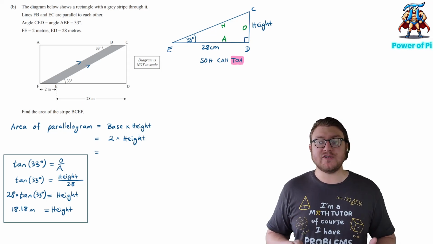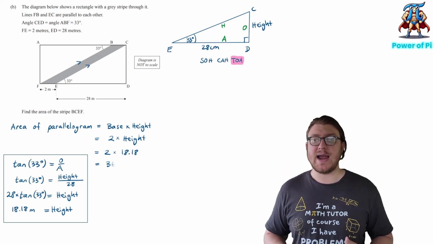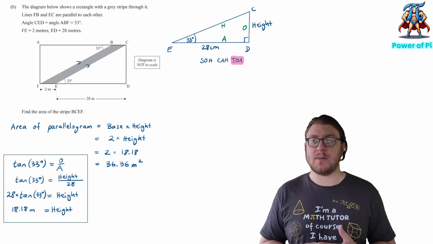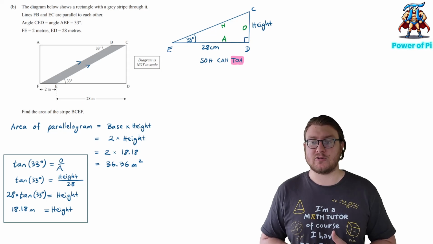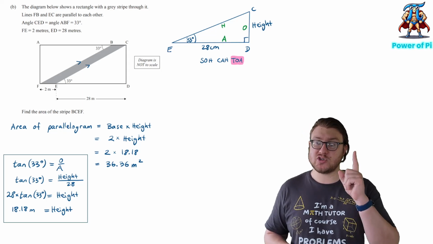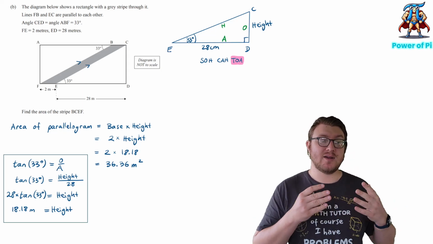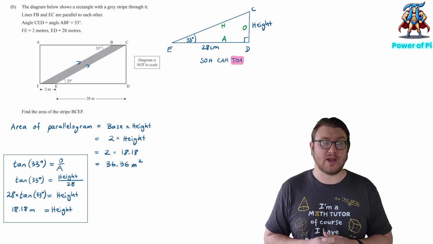Now, once we have this, we can just finish our calculation over here, put this in for our height, double it because that's what our base was, and we get a final answer for our area of the parallelogram, 36.36 meters squared. Be sure to use your units at the end, and because it's asking for an area, it is squared.